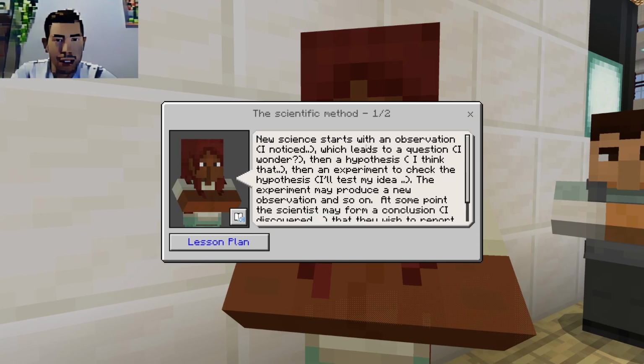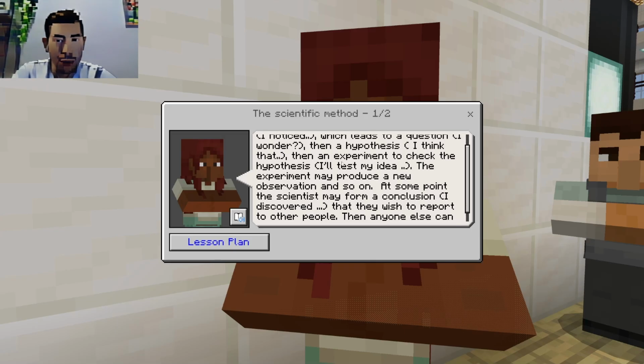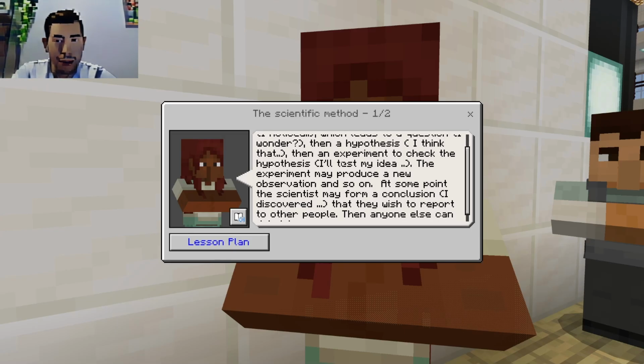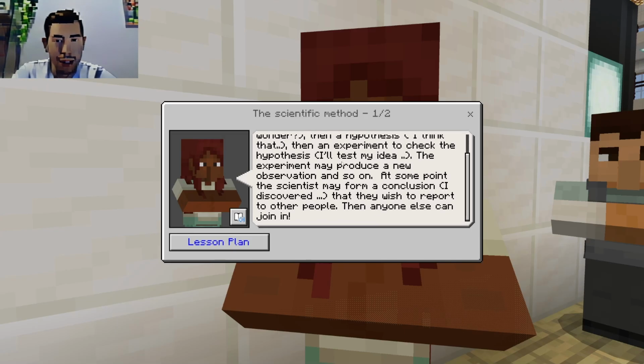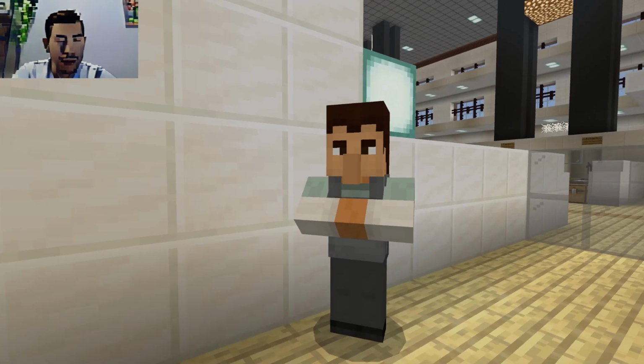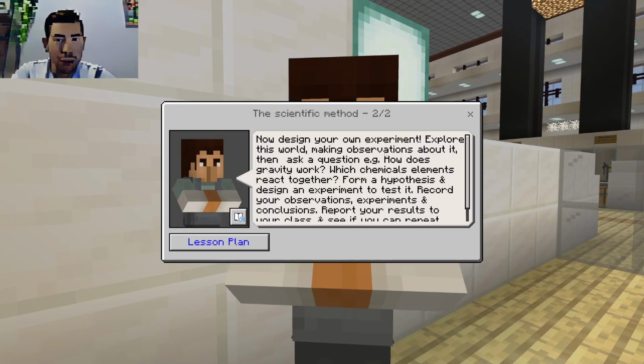New science starts with an observation. I noticed, which leads to a question. I wonder. Then a hypothesis. I think that. Then an experiment to check the hypothesis. I will test my idea. The experiment may produce a new observation, and so on. At some point, the scientist may form a conclusion. I discovered that, which they wish to report to other people. Then anyone else can join. Now design your own experiments.